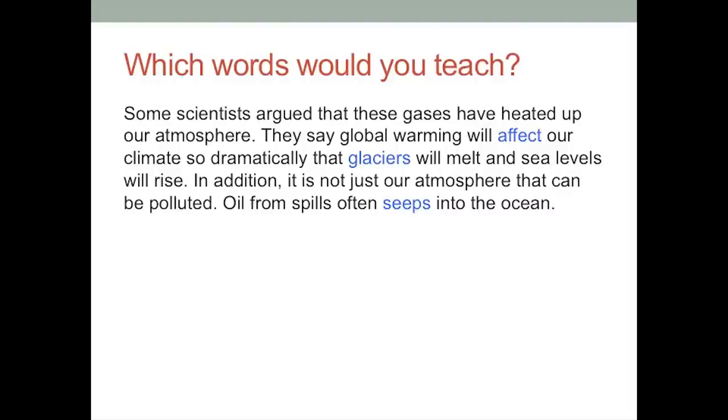Or look at this one. Some scientists have argued that these gases have heated up our atmosphere. They say global warming will affect our climate so dramatically that glaciers will melt, sea levels will rise. In addition, it's not just our atmosphere that can be polluted. Oil from spills often seeps into the ocean. And I've highlighted three words that clearly are not defined there explicitly. But are there any that you think the kids could figure out from context? Are there any that you think they might get? Give me one. Which one do you think they'll get?